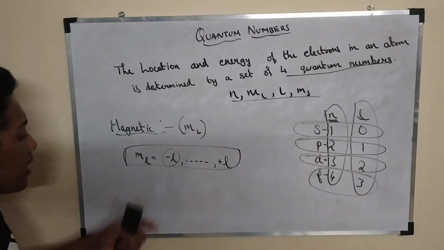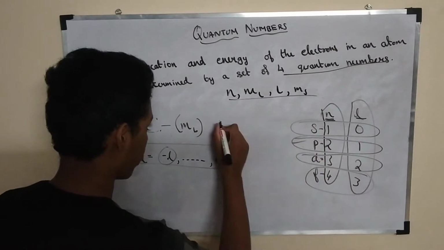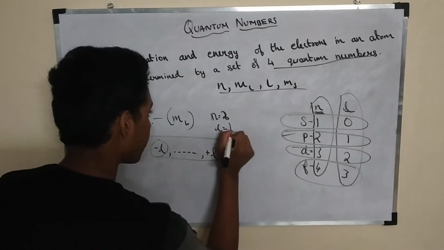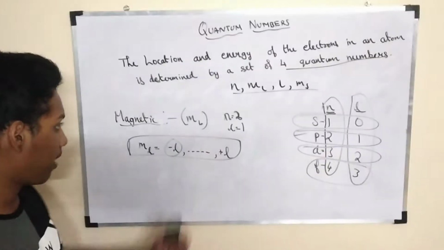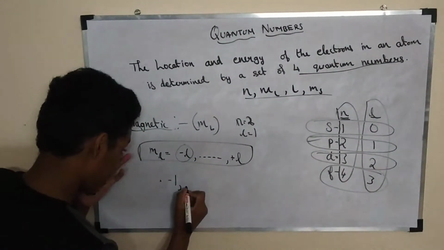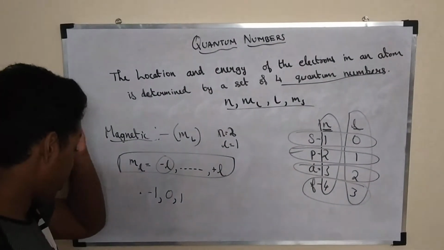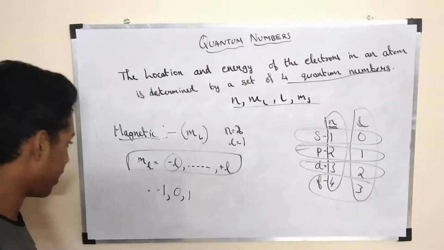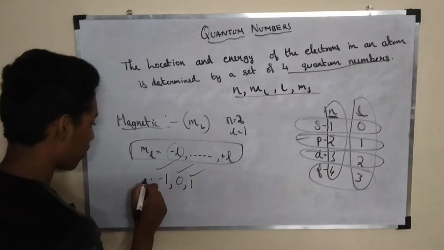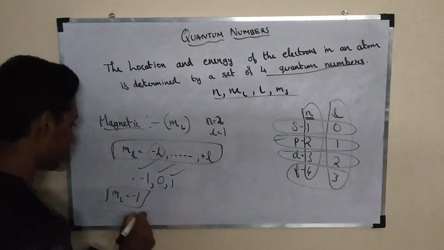Now, let's take the P orbital. The P orbital N value is 2. Remember, P orbital N value is 2. L value is 1 because 2 minus 1 is 1. Now, M sub L would have values from minus 1 to plus 1. So minus 1, 0 and plus 1. So for the P orbital, there will be 3 possibilities. If they ask just the M sub L value, then you must mention it as minus 1.